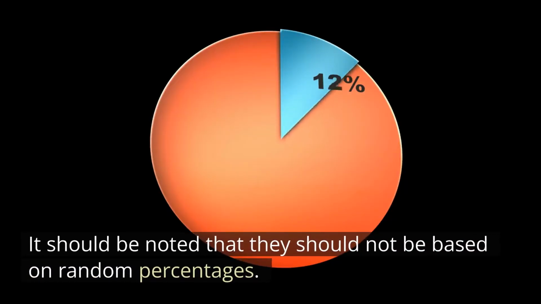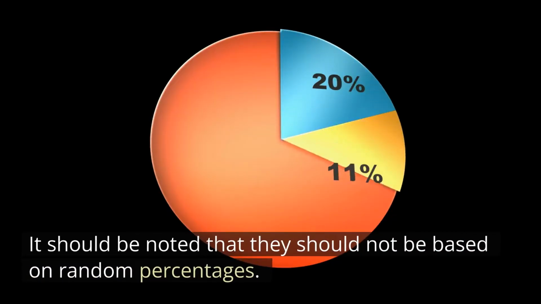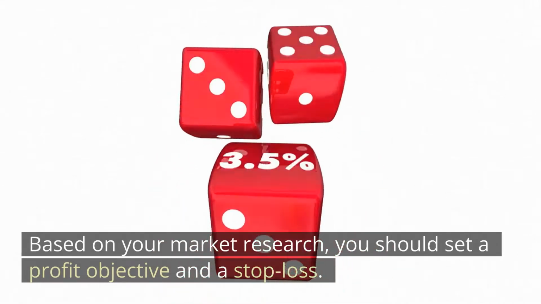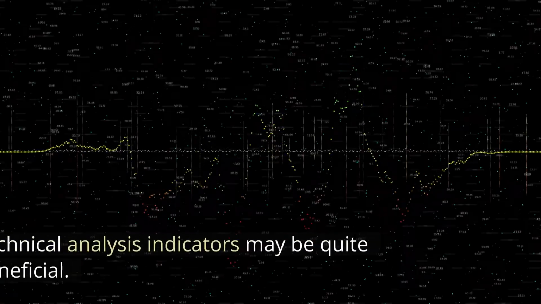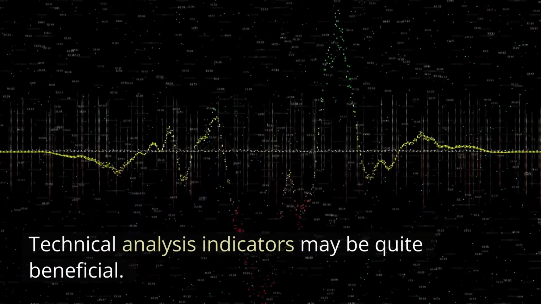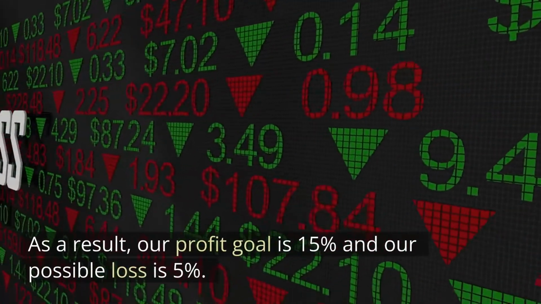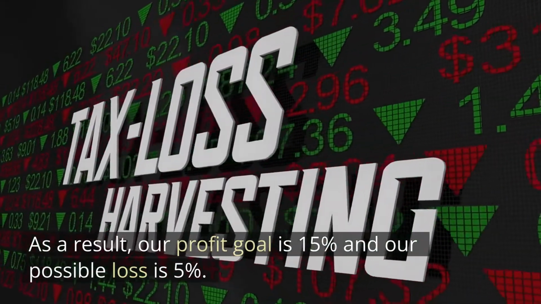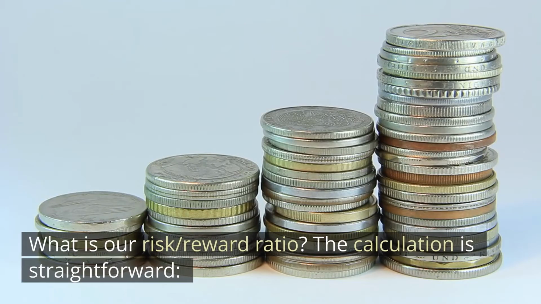It should be noted that they should not be based on random percentages. Based on your market research, you should set a profit objective and a stop-loss. Technical analysis indicators may be quite beneficial. As a result, our profit goal is 15% and our possible loss is 5%. What is our risk-reward ratio?